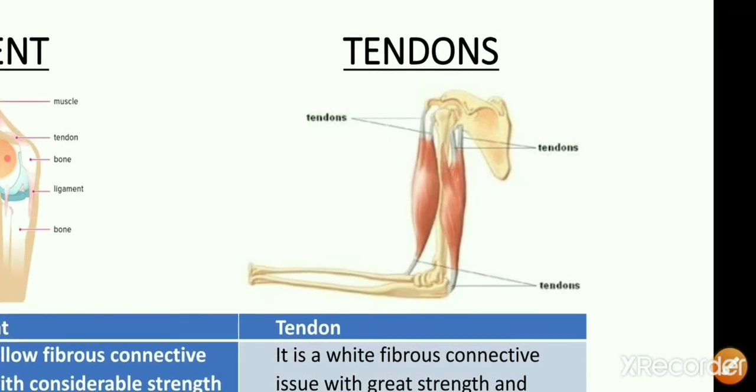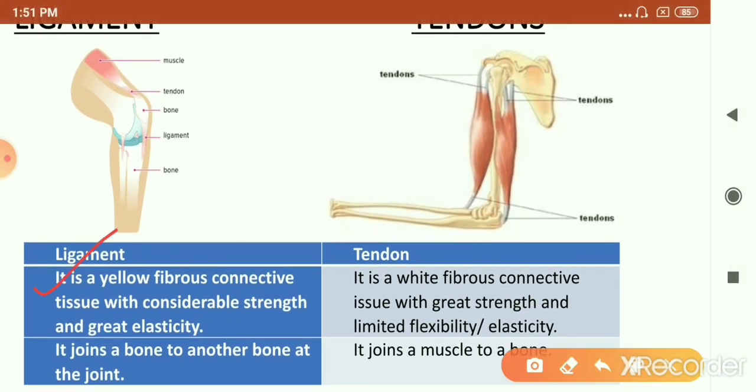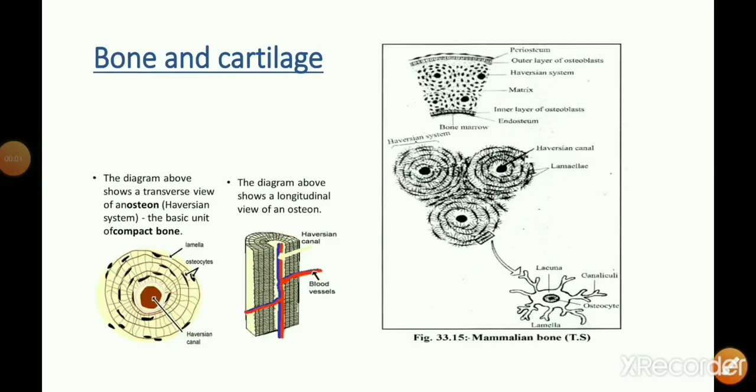Right? So here is the difference between ligaments and tendons. Ligaments are yellow fibrous connective tissues with considerable strength and great elasticity, whereas tendons are white fibrous connective tissues with great strength and limited elasticity. The ligaments join a bone to another bone at the joint, whereas the tendons join the muscles to the bones. Now study the supportive connective tissues which are present in our body.